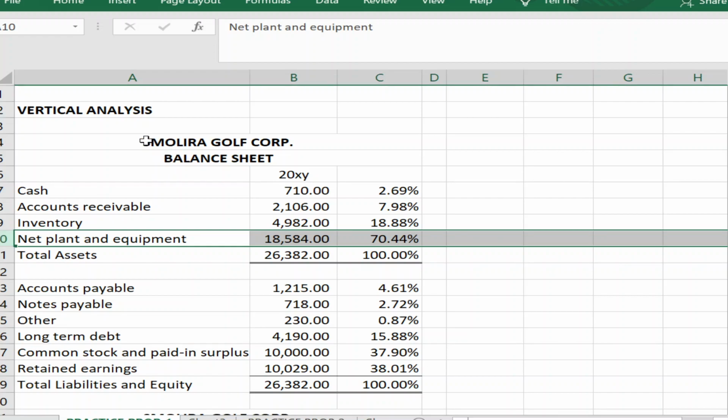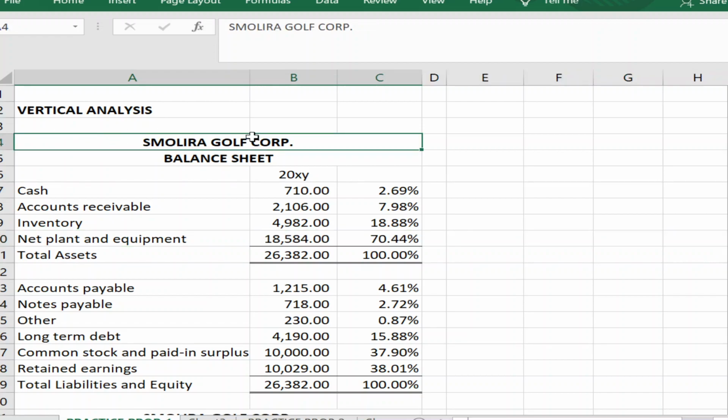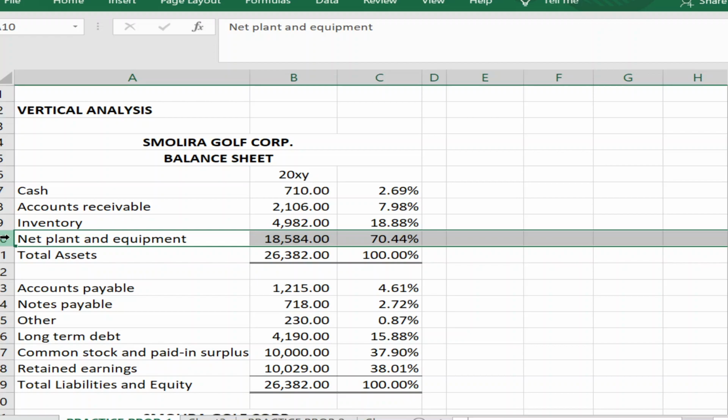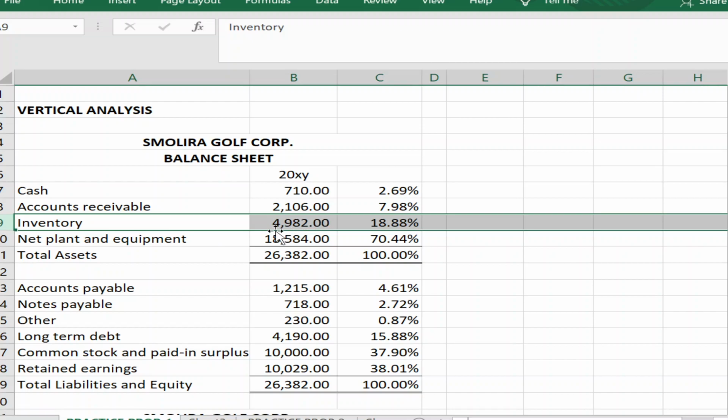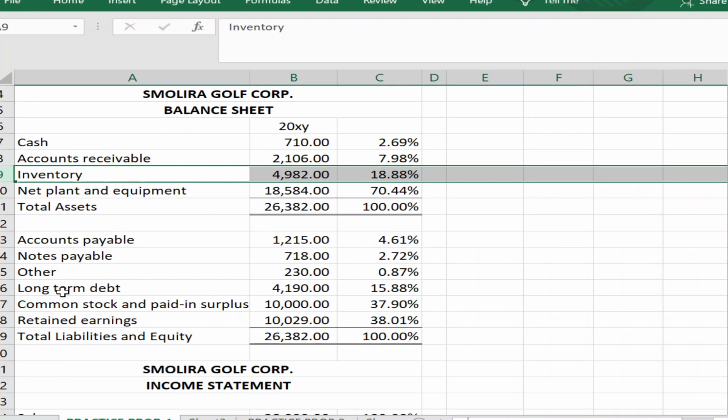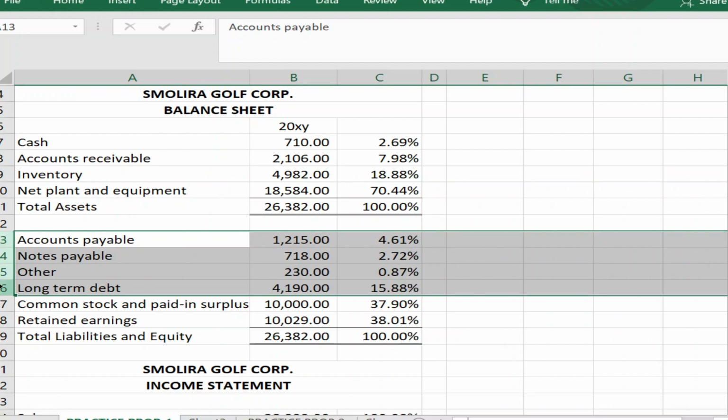And since we don't have any background on what type of products or services Smolira Gulf Corporation provides, we can say that they are more focused on purchases of fixed assets compared to inventories, since we cannot see any greater bulk of inventory in here. Okay, then in terms of their debts, their liabilities, they don't have much debt.